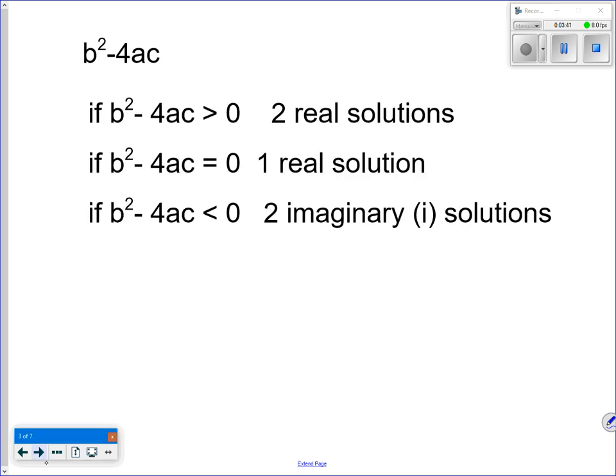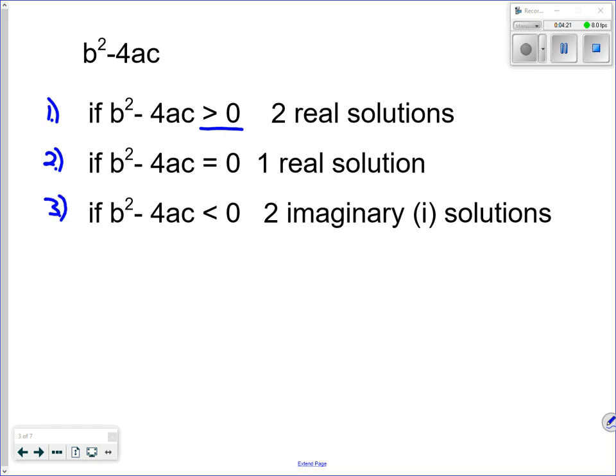Okay, now three things could happen once you get this answer, b squared minus 4ac. This is going to give you a one number answer. Three things could happen. If that number, b squared minus 4ac, is greater than 0, you will have two answers, and they will both be real numbers. Option number 2, if your b squared minus 4ac number is exactly equal to 0, that means you have one answer only, and it is also a real number.